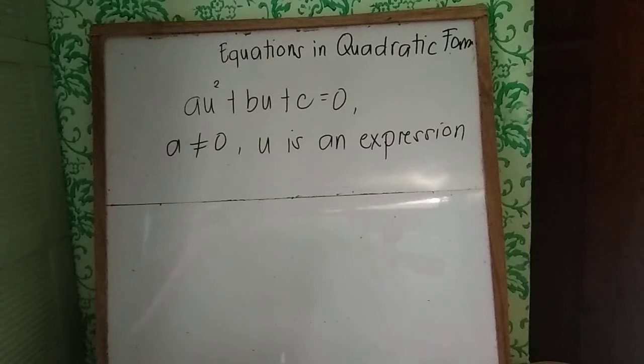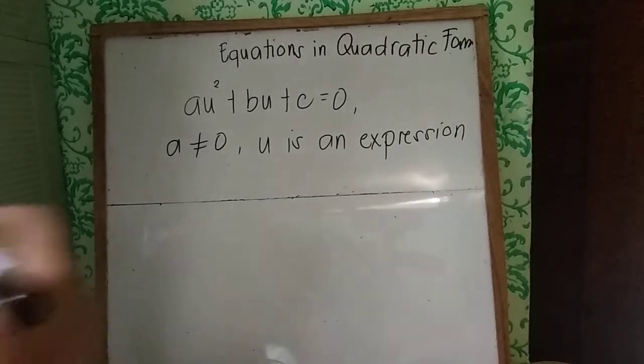These are equations in quadratic form. It is in the form of au squared plus bu plus c is equal to 0, where a is not equal to 0 and u is an expression. So some equations are not really quadratic, but when an appropriate substitution is made, the resulting equation is quadratic. So we will use substitution for equations whose form is not quadratic.